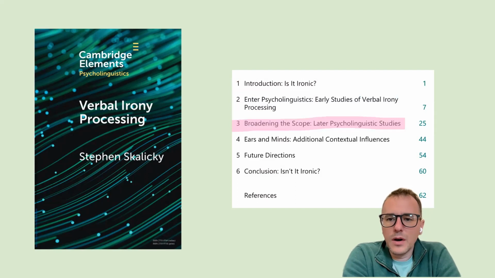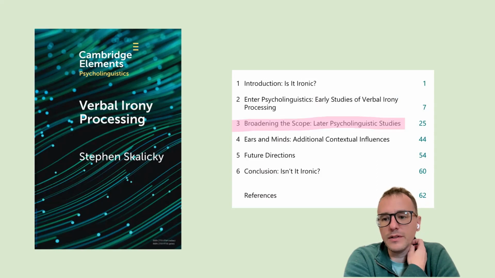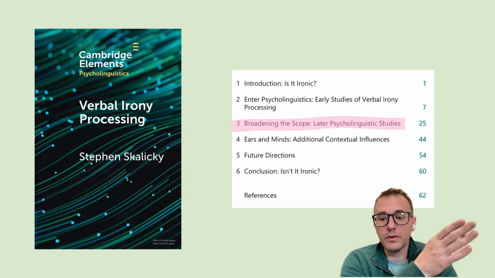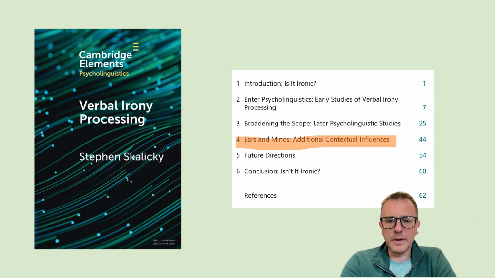I then go into what I call later psycholinguistic studies, which is when new methods come in. So people started using eye tracking, ERP, and other methods like that to ask some of the same questions as the early studies, but also starting to ask new questions, moving away from comparing maybe a literal versus an ironic use, but looking at some other additional features which might be influencing the way that people process and comprehend verbal irony.